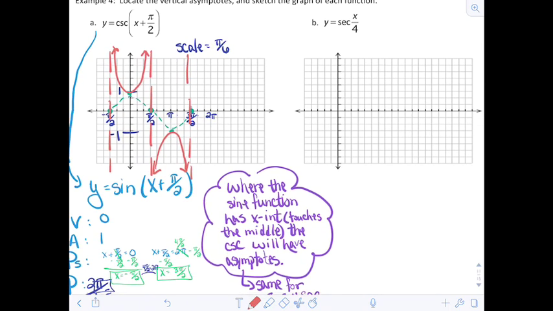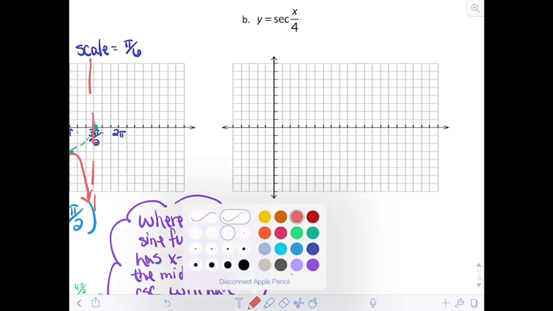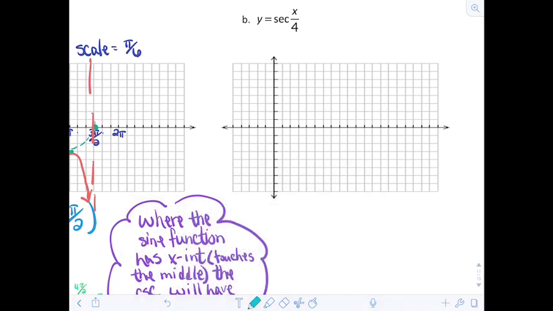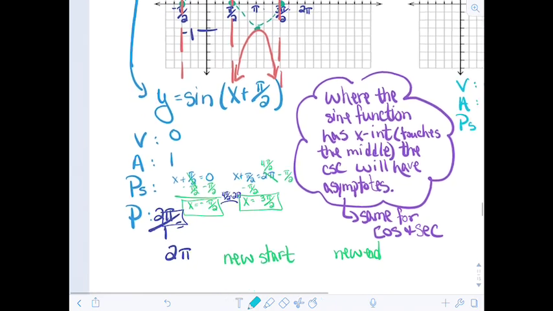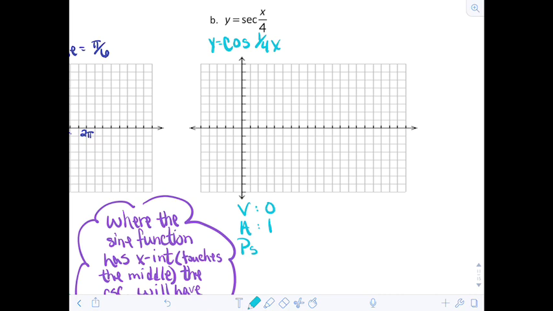Okay. The last one will be secant. So the reciprocal function for secant, of course, is cosine. So we're going to look at drawing the cosine of 1/4 x. And then once we have that lightly graphed, we'll graph the secant. So VAP, vertical translation, there is none. Amplitude is 1. We're going to look at the phase shift. Did I double check the period on that? Yes, I did.